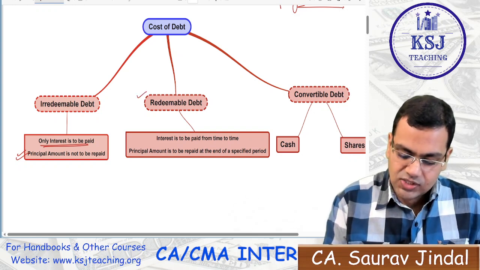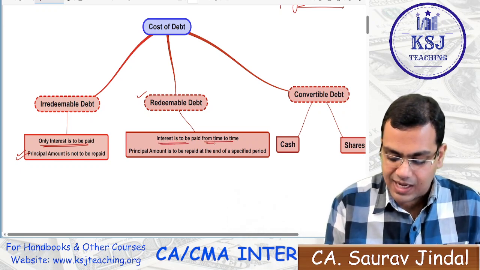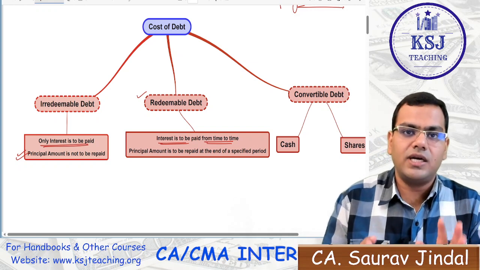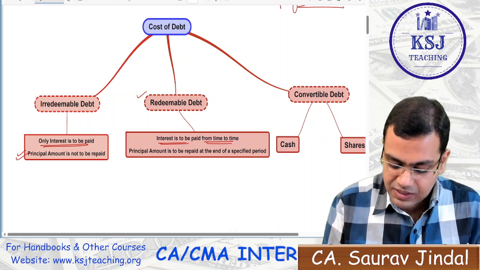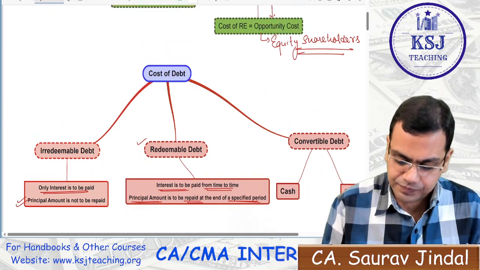And second is redeemable debt. What is redeemable debt? Interest is to be paid from time to time. That is, every year you have to pay some interest. Whatever the interest rate is fixed, you have to pay interest every year. But at the same time, the principal amount is to be repaid at the end of a specified period.